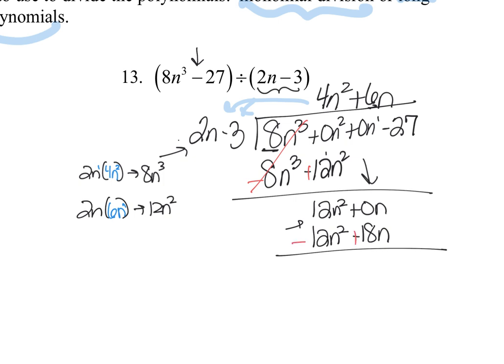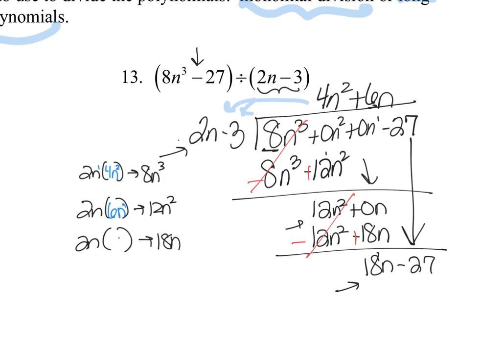Sign change, sign change. Zeroes out, and this gives me 18n. Bring down my last term, negative 27. All right, so I'm starting with 2n. I got to multiply it by something to now get 18n. So all this time I need is a 9. So I'll multiply by 9.